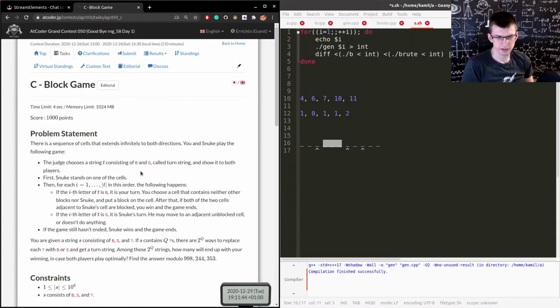There is a string with characters B and S. Snook stands on one of the cells. The string says who moves when. If it's B, then it's your turn. You choose a cell that contains neither other blocks nor snook and put a block on that cell. Just block some empty cell. After that, if both of the two cells adjacent to snook's cell are blocked, you win and the game ends.